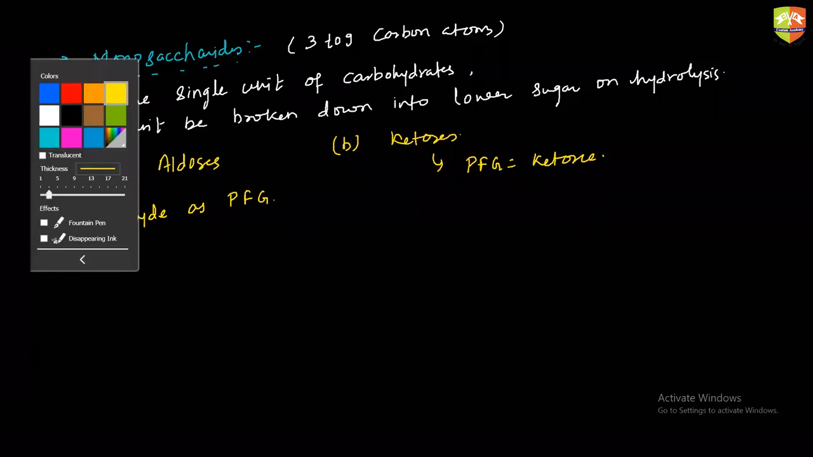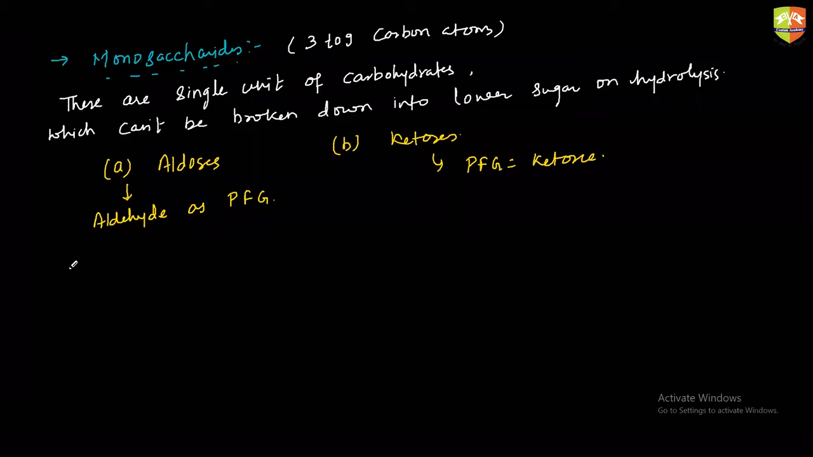Okay, here the general formula of aldose is CHO, (CHOH)n, and then CH2OH. This is the general formula. Can you tell me the possible values of n? What is the possible value of n? Like I said here, the maximum number of carbon atoms is 9 and the minimum is 3. So the possible value of n is 1 to 7. This is the possible value of n.